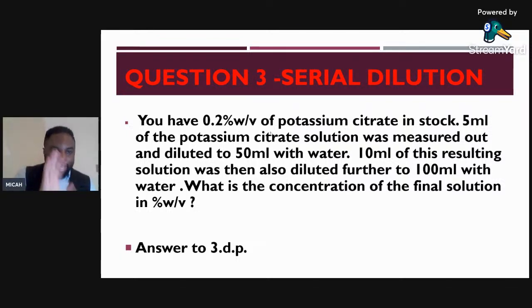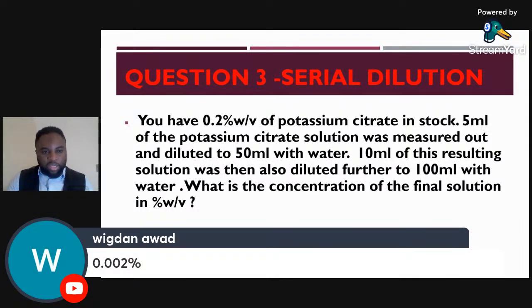The story doesn't end there because they want you to do the same thing again. So take 10 ml from this 50 ml, dilute it with water to 100 ml, and once again, the dilution factor is 10. So you divide your new concentration by 10, and it will give you 0.002. So 0.002 is the correct answer.